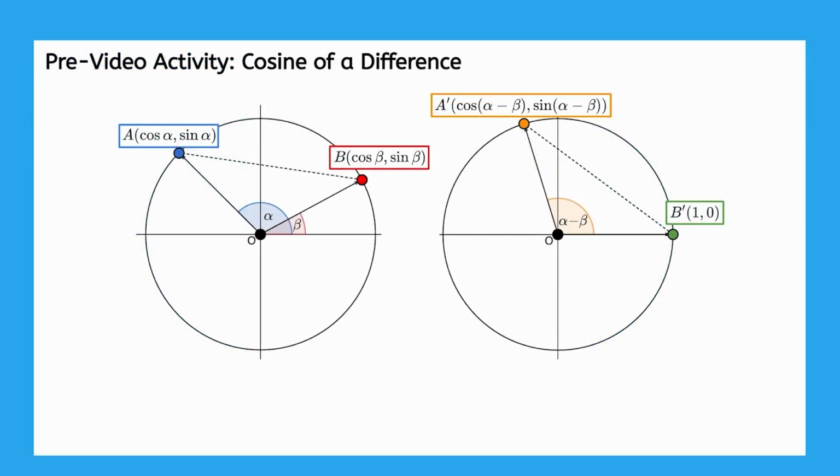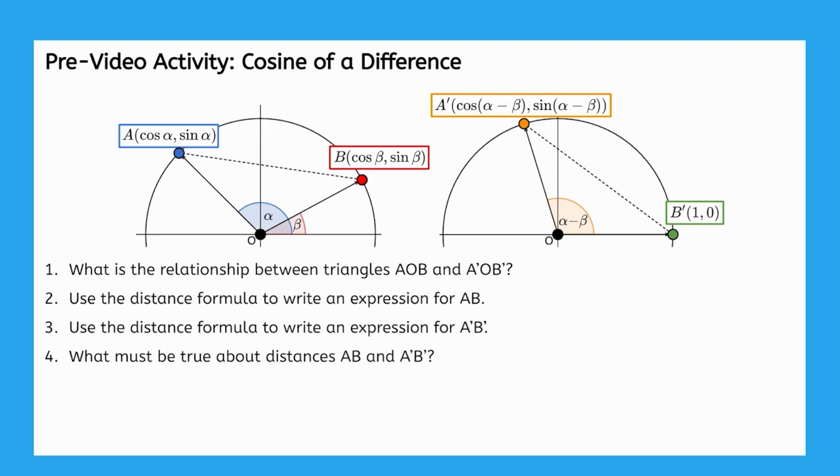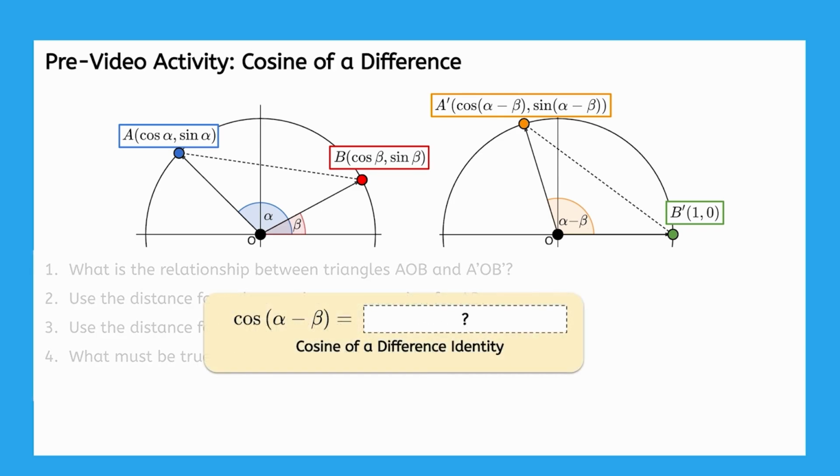The pre-video activity showed us these two diagrams of the same unit circle, and we had to answer these 4 questions. This activity will eventually lead us to the proof of a new identity called cosine of a difference, which will then allow us to find several other identities throughout the next few lessons. Let's look at the first question of the pre-video activity.